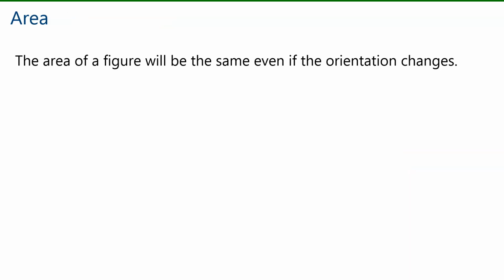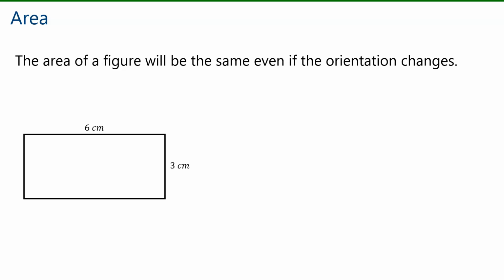Now, there's a couple important facts about area I want to go over. First of all, the area of a figure will be the same even if the orientation changes. So let's have a look. If I take this rectangle that has dimensions of 6 centimeters by 3 centimeters, and I calculate the area by multiplying these dimensions together, I get 18 square centimeters as the area.